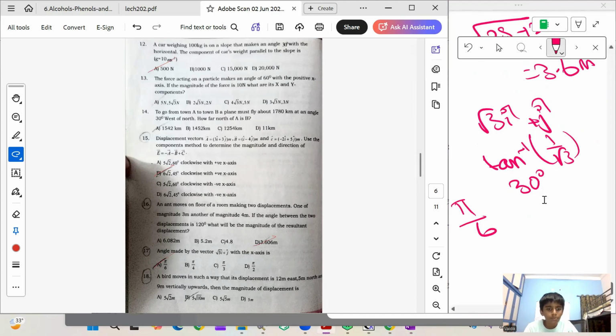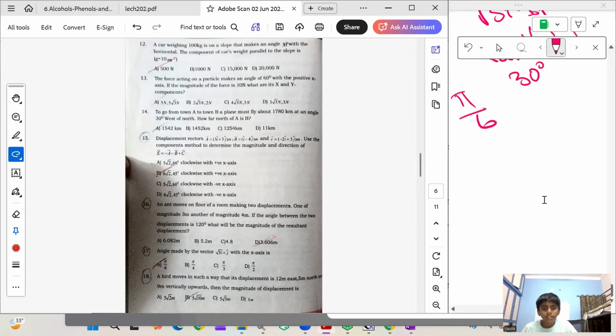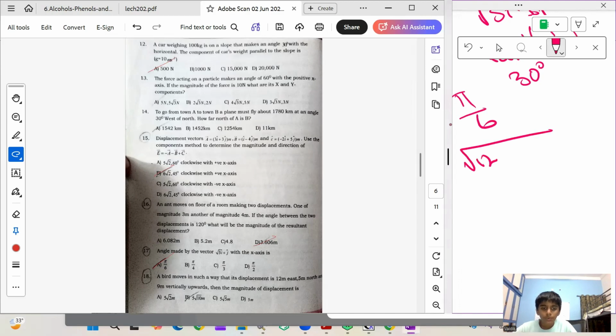Next, a bird moves in such a way that its displacement is 12 meters east, 5 meters north, and 9 meters vertically upwards. So it would be root over 12 square plus 5 square plus 9 square. So it would be root over 250. 5 root 10 meters. Option B.